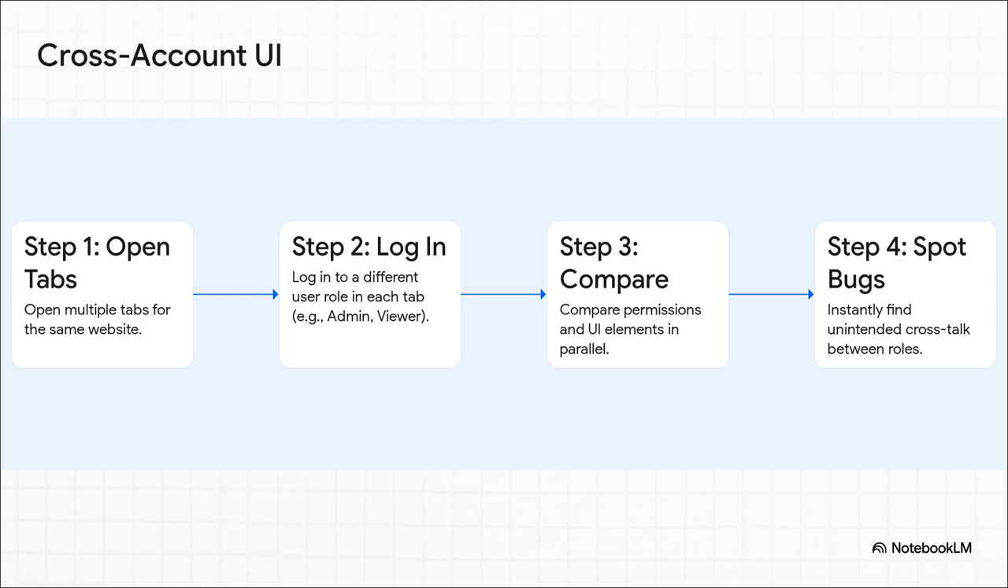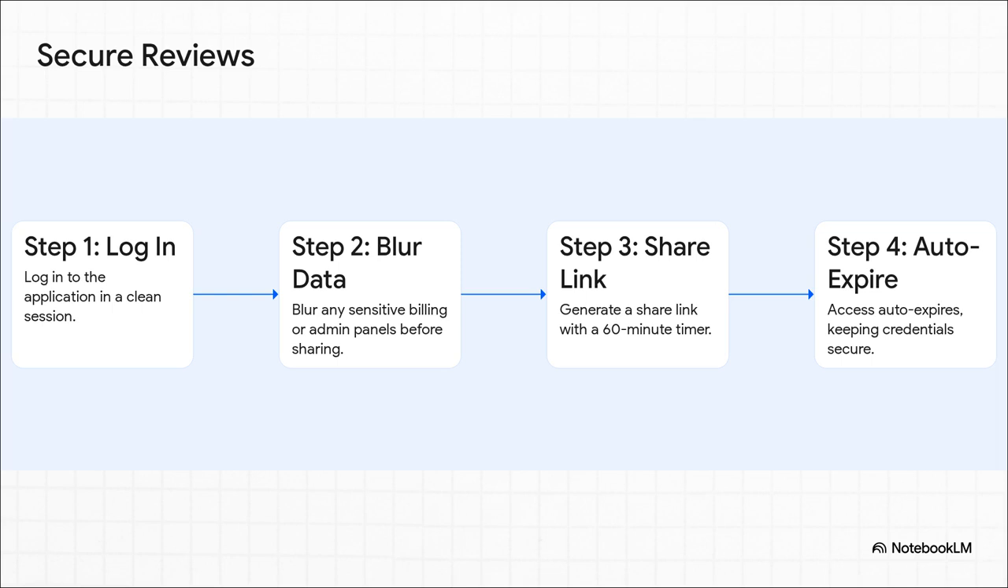And last but not least, let's talk about secure stakeholder reviews. You know the drill. Your product manager needs to check out a new feature, but no way are you giving them admin credentials. No problem. You log in, blur out any sensitive stuff like billing info, and generate a share link that's only valid for an hour. They get exactly the access they need, and your credentials stay totally safe.